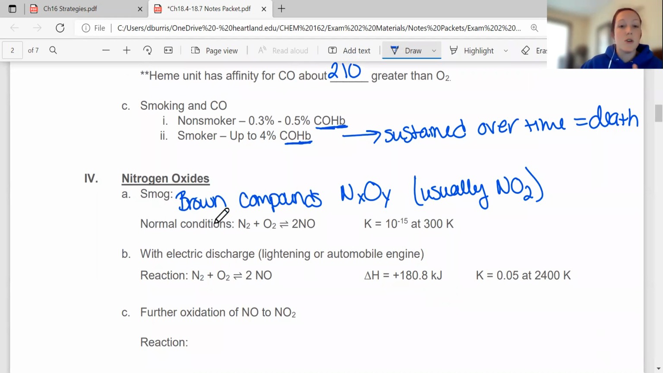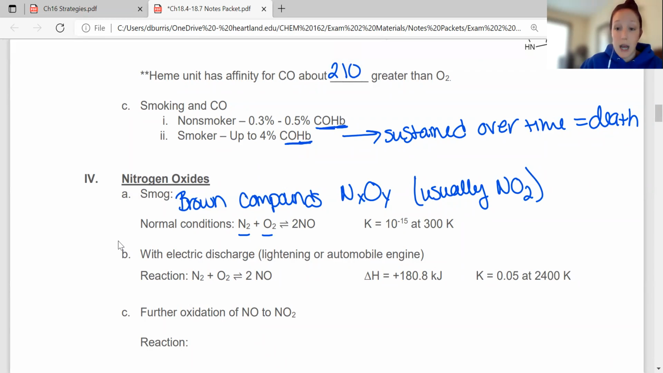Now, if we didn't have smog, under normal conditions we know most of our atmosphere is made of nitrogen and oxygen. So we're going to look at this reaction really quick. If it were going to react and make NO, that would be considered a nitrogen oxide. This reaction has a K value of 10 to the negative 15th. Notice this is a very small K value. That means this reaction really does not go to the right much at all at 300 Kelvin, which is a little bit warmer than where we normally are. In general, this reaction doesn't happen much at all.